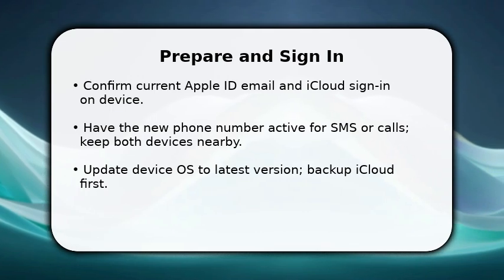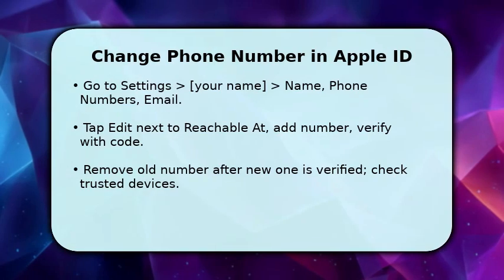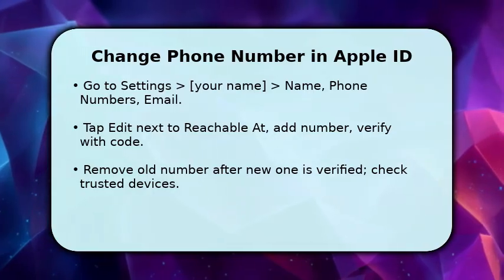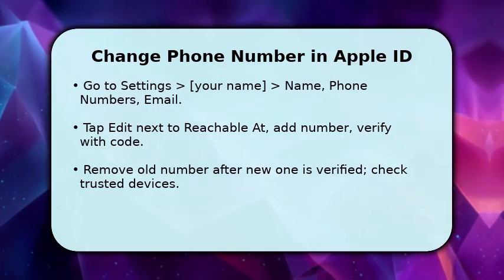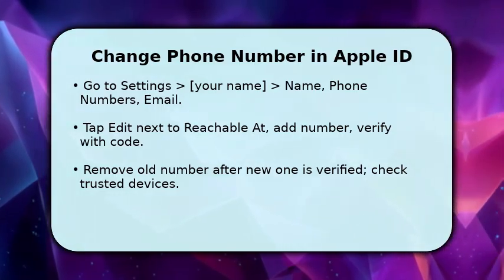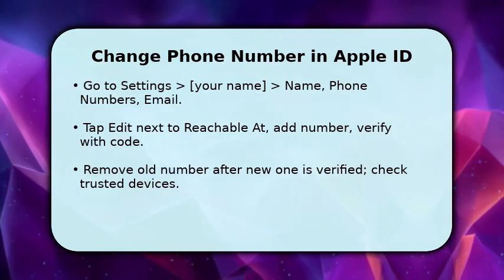You proceed by opening name, phone numbers, email inside your Apple ID settings. This is where trusted numbers live. Tap Edit, then add email or phone number and choose Phone. Enter the new number and request the verification code. Wait for the SMS or call and enter it promptly.